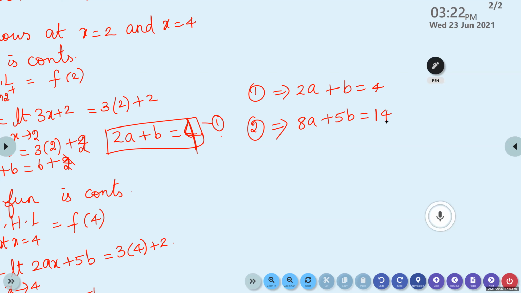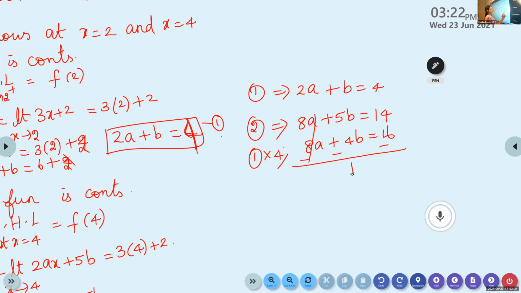Yes. Now we want to solve these two equations. This is the first equation, second equation. Suppose I want to eliminate a, then multiply the first equation by 4. So I'll get 8a plus 4b is equal to 16. Then we subtract, so 8a will get cancelled. So we get b is equal to minus 2. When b is minus 2, substitute this in the first equation and find out the value of a.